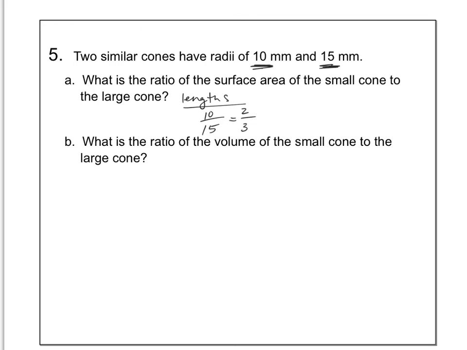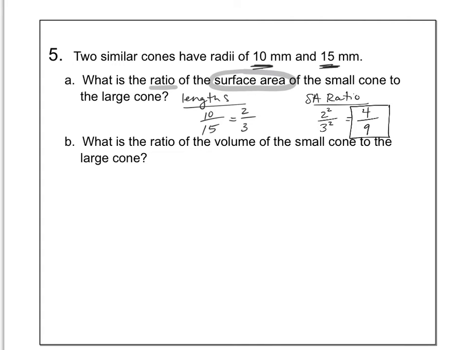So then in this problem, they want us to find out how the surface areas compare. What is the ratio of the surface areas? What we have to do for the surface area ratio is take that 2 over 3 and square them for surface area. So 2 squared is 4, 3 squared is 9. That is the ratio of the surface areas. That's your answer for part A.